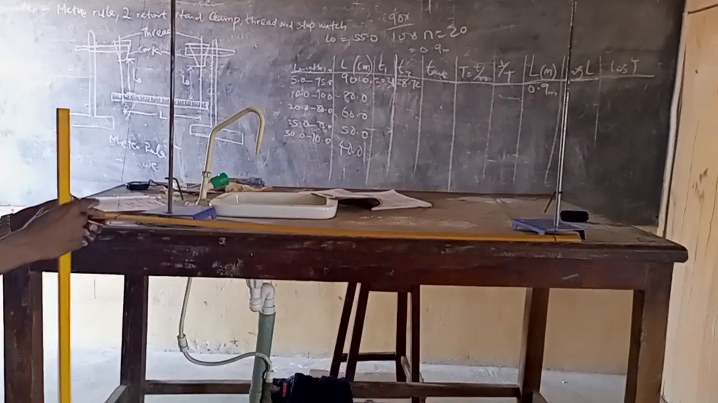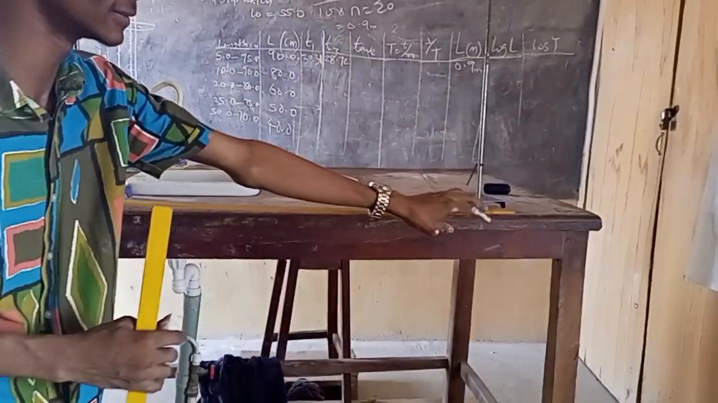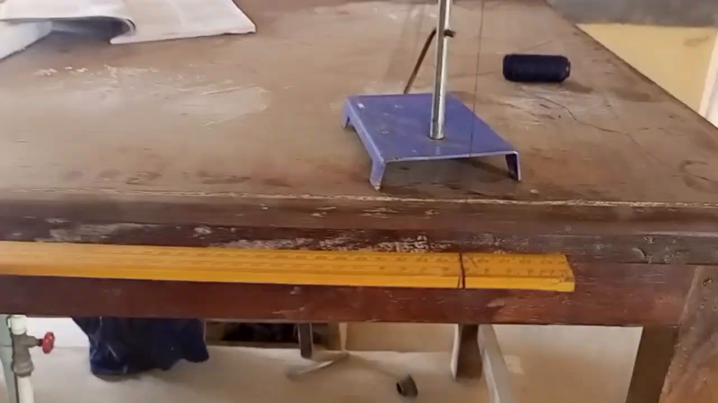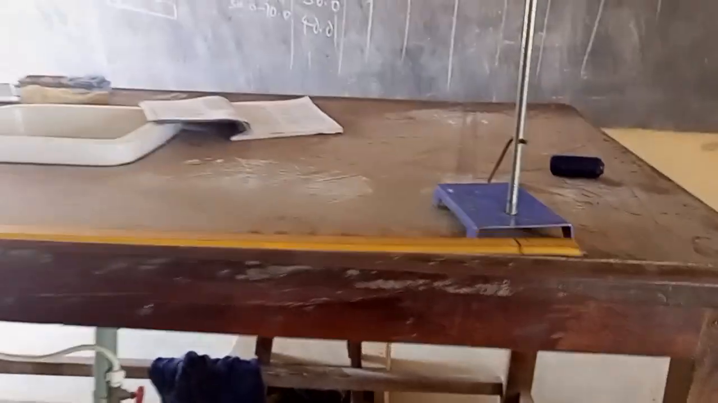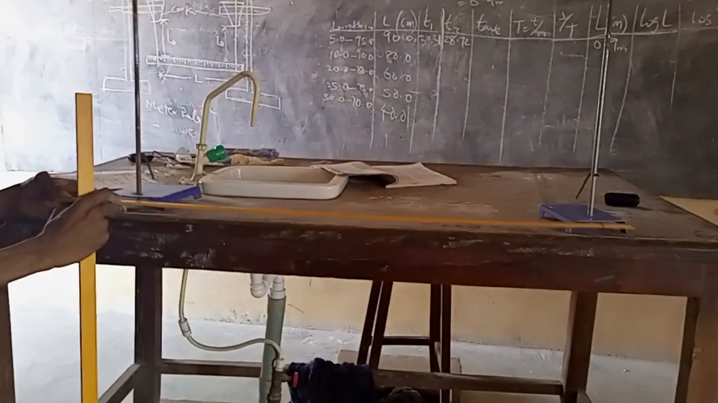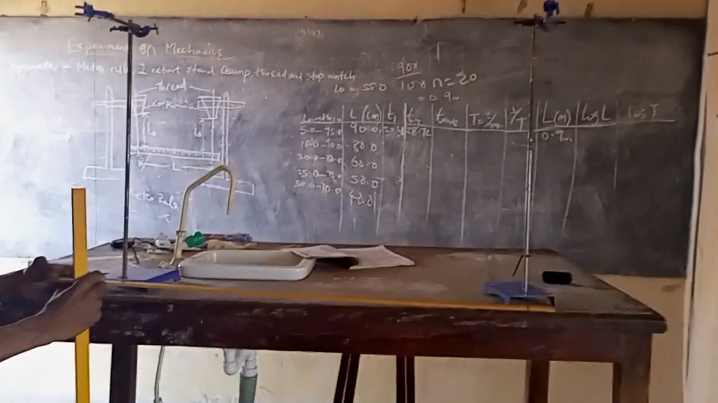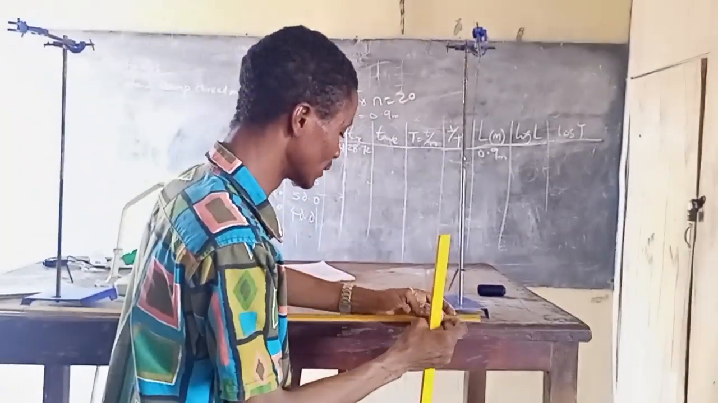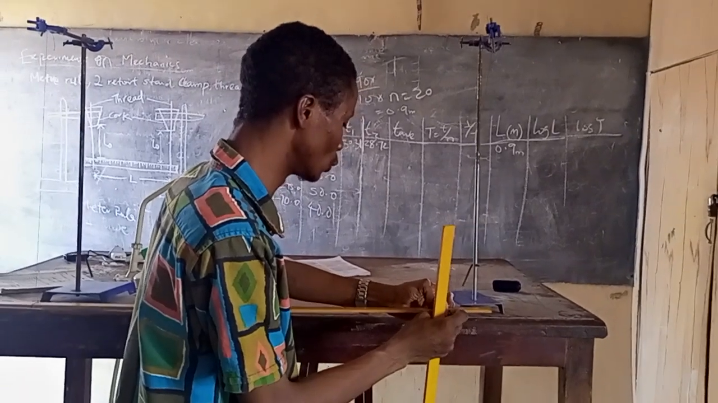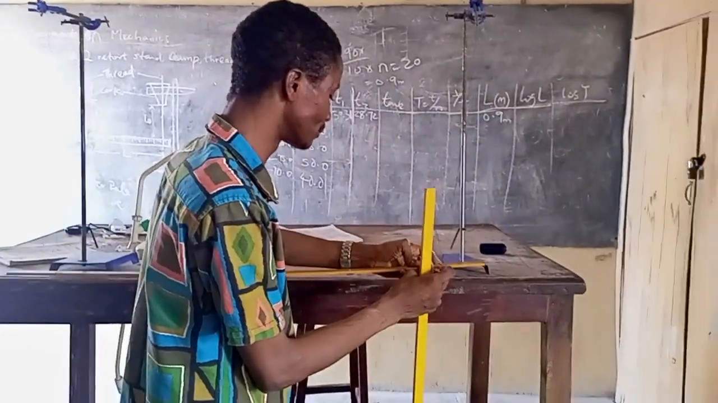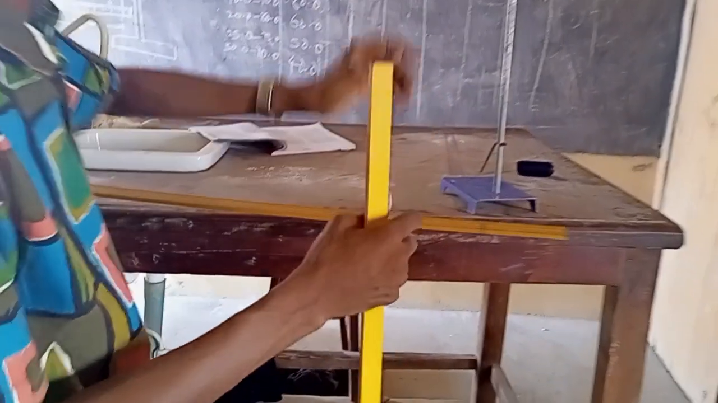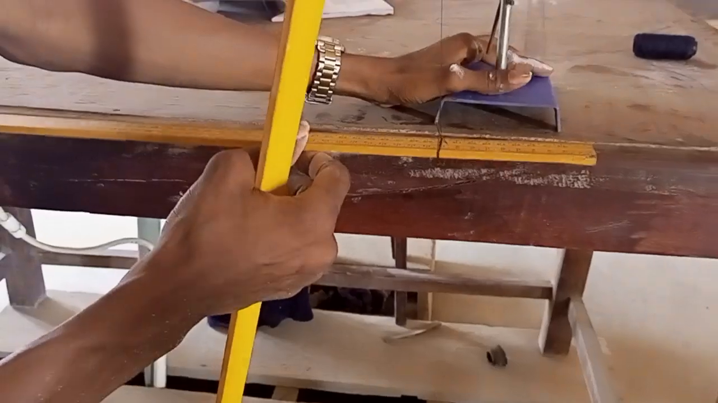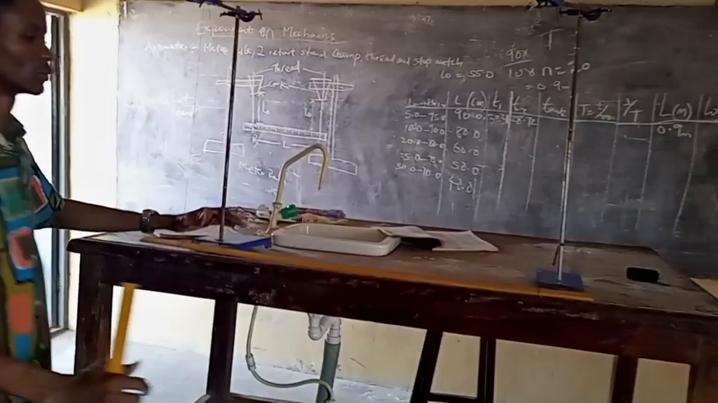The first one is 5 centimeter here and 95 centimeter here. Now the second will be 10 centimeter. Make sure you adjust it to 10 centimeter on your ruler. Then this one should be 90 centimeter. Adjust this also to be 90 centimeter. Then you adjust your retort stand.